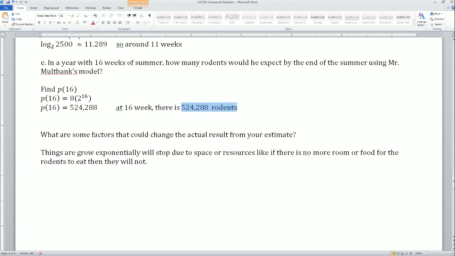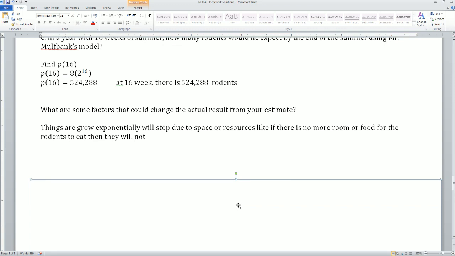So here, there is a chance that your house does not get 524,288 rodents by your 16th week. The reason is that like any resource, they have to grow, they have to reproduce. So one, if there's not enough room, they cannot reproduce, so they cannot grow, as well as resources. If there isn't enough food, they cannot grow. Alright, so those are the two limiting factors.